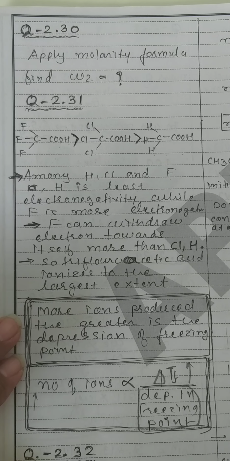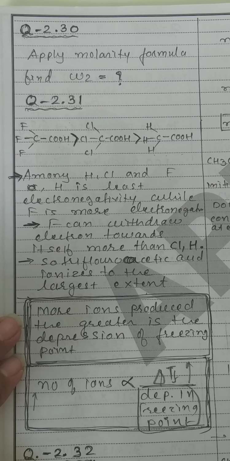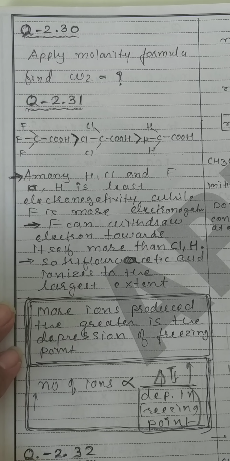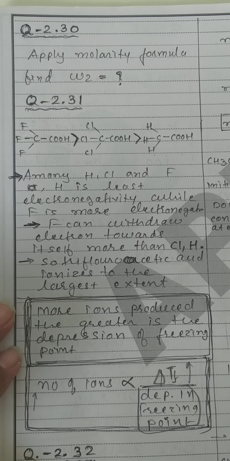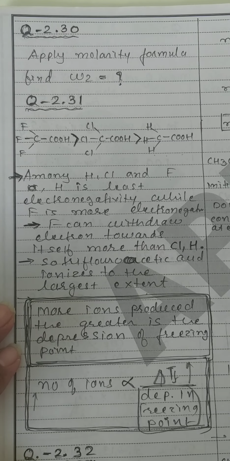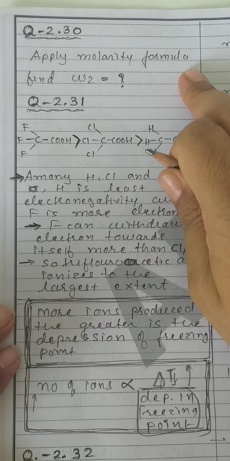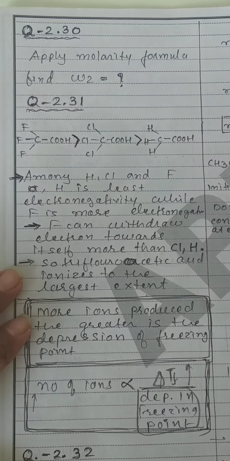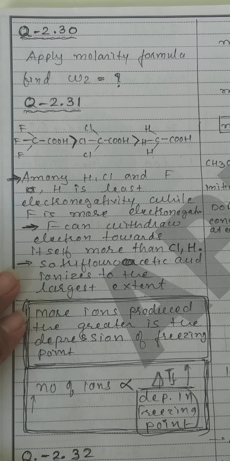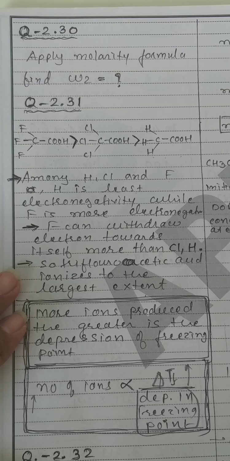Now question number 30. Calculate the amount of benzoic acid required for preparing 250 ml of 0.15 molar solution in methanol. It's a very simple question that you have to do yourself. Just apply the molarity formula and find W2.